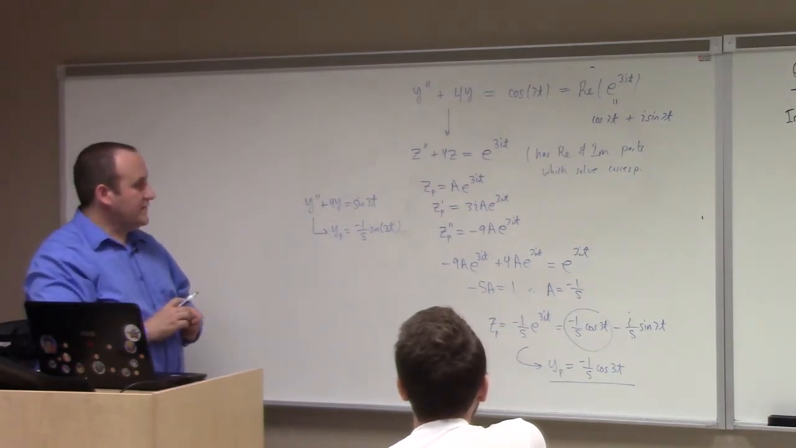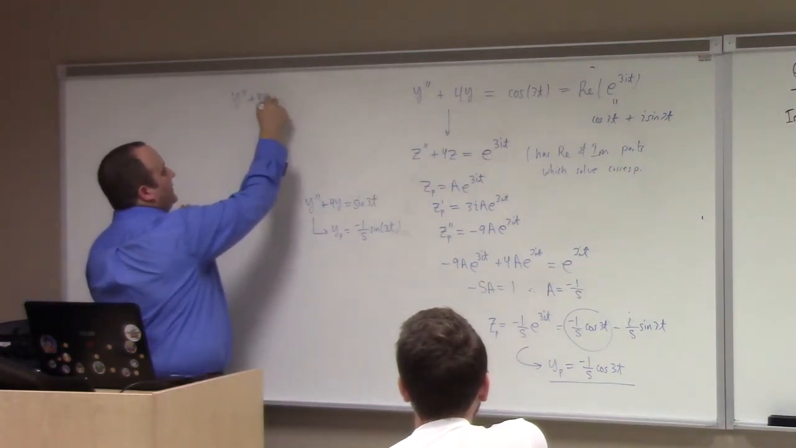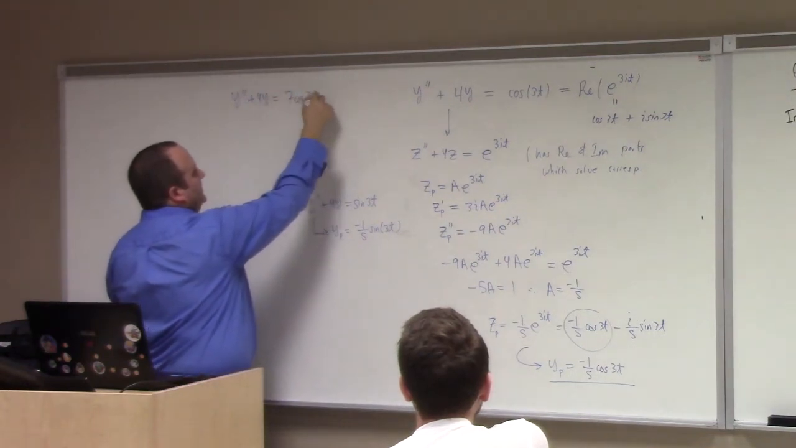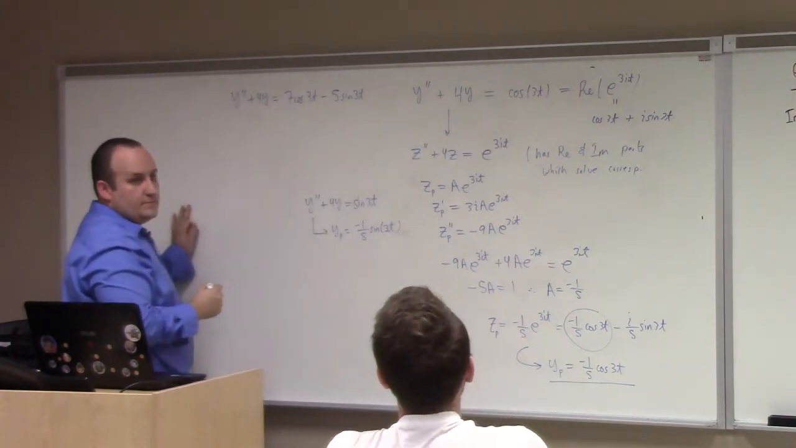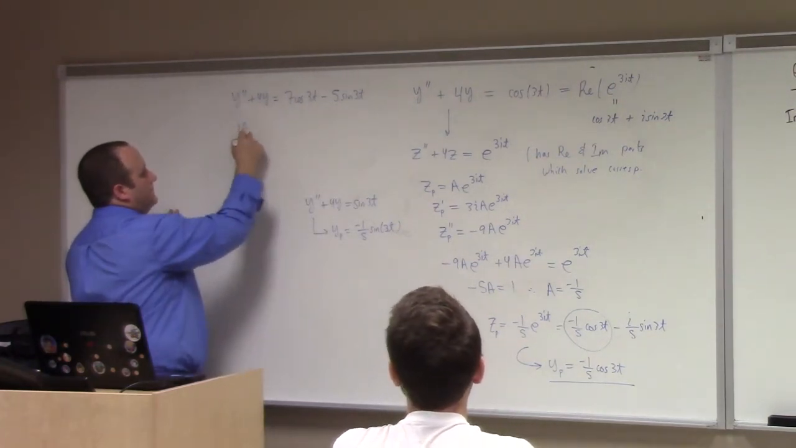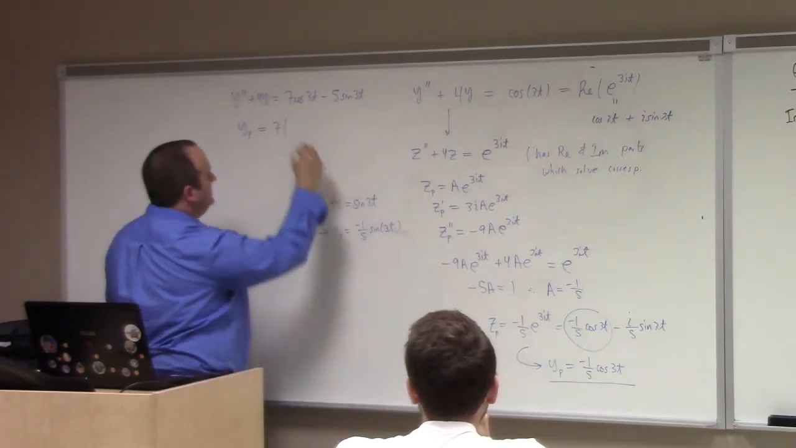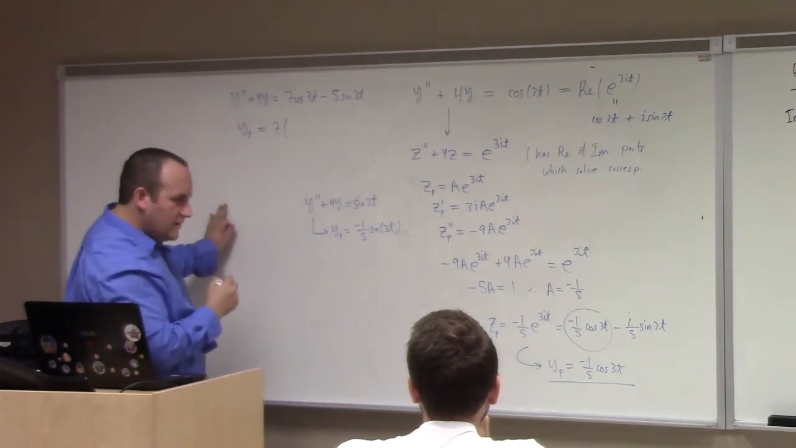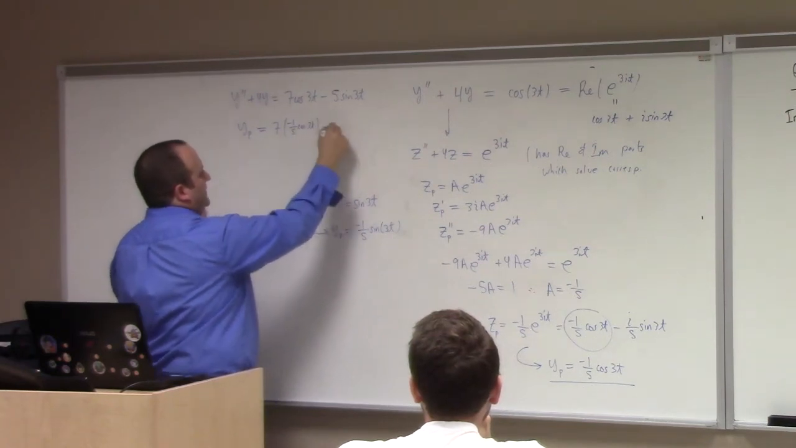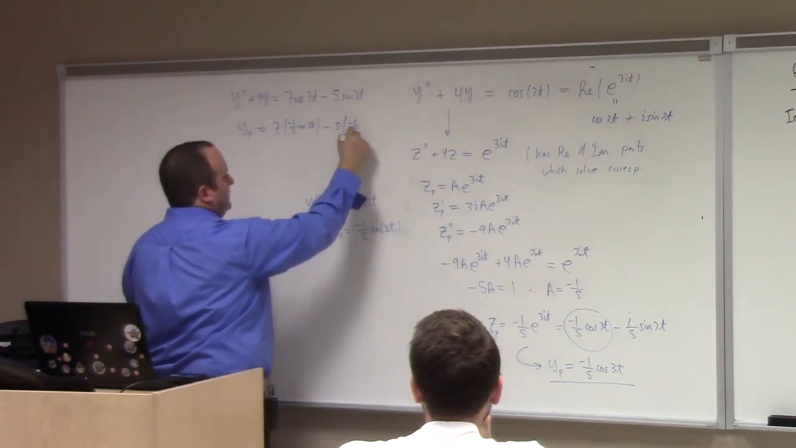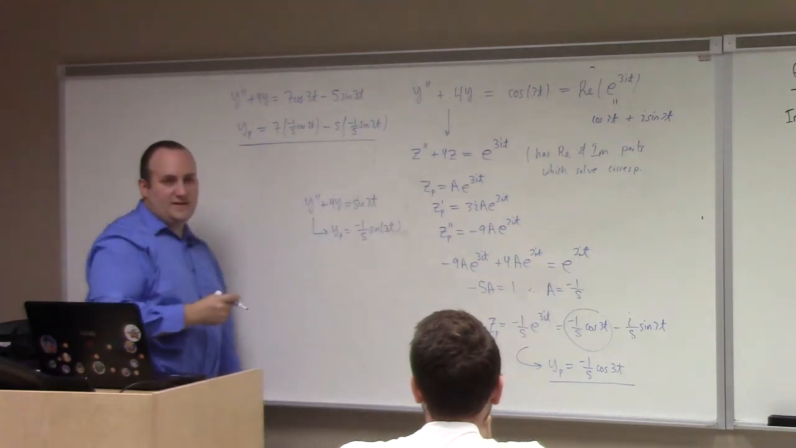What if I had y prime prime plus 4y equal to 7 cosine 3t minus 5 sine 3t? So I do 7 times that one. Did I have a minus? Oh yeah, I have minus in both of them. Minus 1/5 cosine 3t, and then minus 5 times minus 1/5 sine 3t. I'm using what's called the principle of superposition, which I have somehow failed to talk to you about again today.